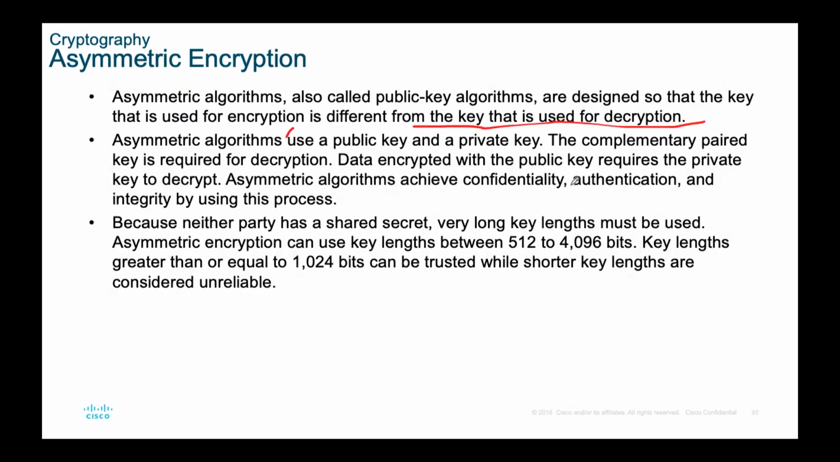Because neither party has a shared secret, very long key lengths must be used. Asymmetric encryption can use key lengths between 512 and 4096 bits. Key lengths greater than or equal to 1024 bits can be trusted, while shorter key lengths are considered unreliable.